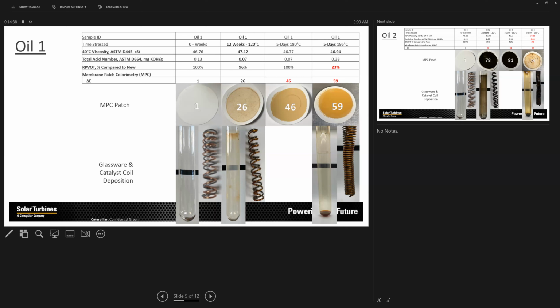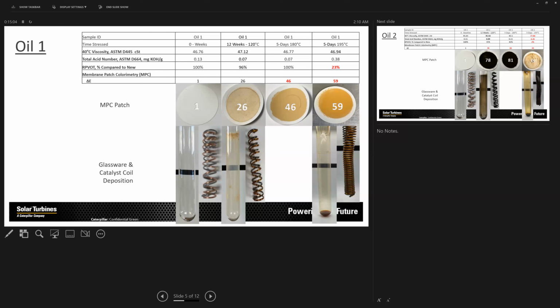So after we have aged the oil for 12 weeks at 120 degrees Celsius, we see that the oil is still relatively healthy. The TAN has not changed much. We see the viscosity hasn't changed. However, we do see a marked increase in the MPC number. We're going from an MPC of 1, which is expected for new oil, to an MPC of 26.